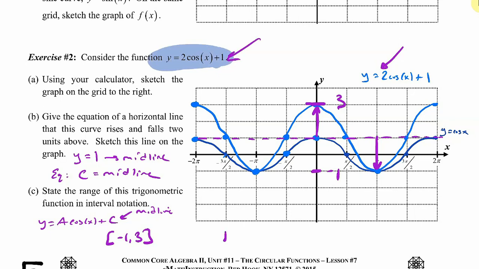That's the middle of the graph. From there, we're going to go up and down 2. So why not add 2 and subtract 2? If I start at a midline of 1 and I go up 2, I get up to a high value of 3. If I start at 1 and I go down 2, I get a low value of negative 1. So the range can be easily found by looking at your midline plus your A value and your midline minus your A value. That will always give you the range of these things algebraically.